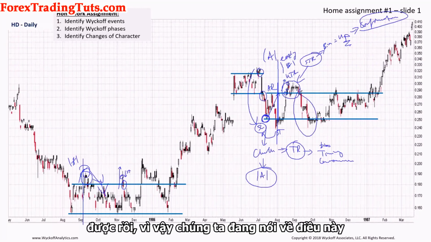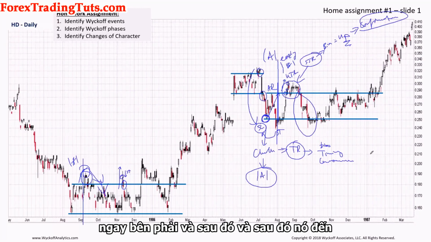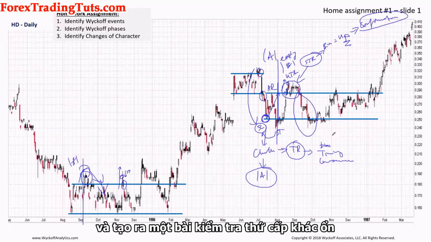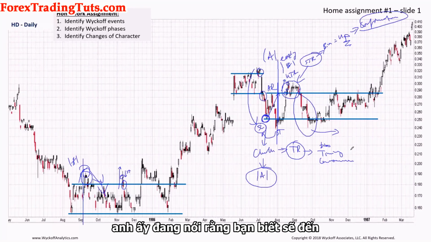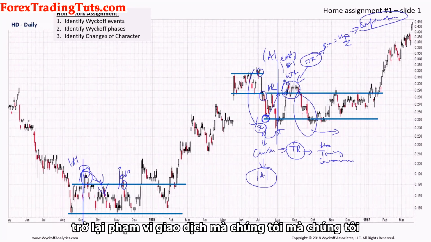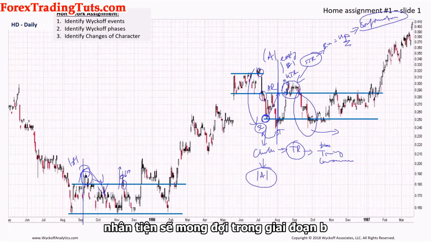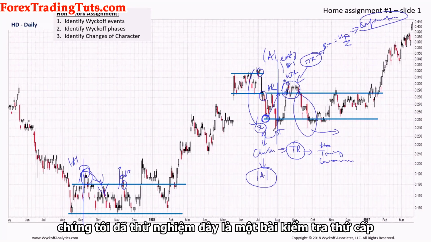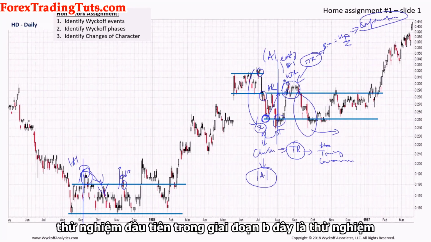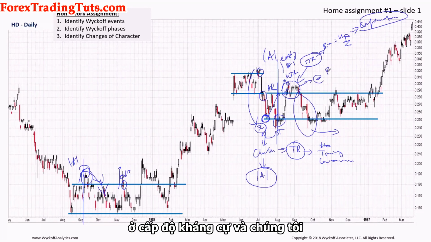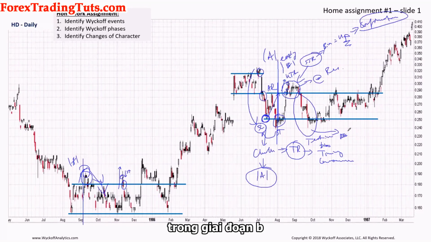Okay, so we're talking about this. Right. And then it comes and produces another secondary test. Okay, well, let's grab this idea here from Rama. So he's saying that to come back into the trading range, which we would expect in phase B. This is a secondary test. It's still in phase A, and this is the first test in phase B. This is the test at the level of the resistance, and we should have a test in phase B at the level of the support as well.